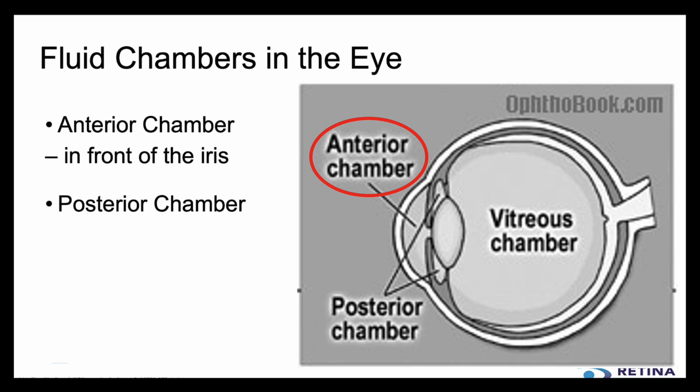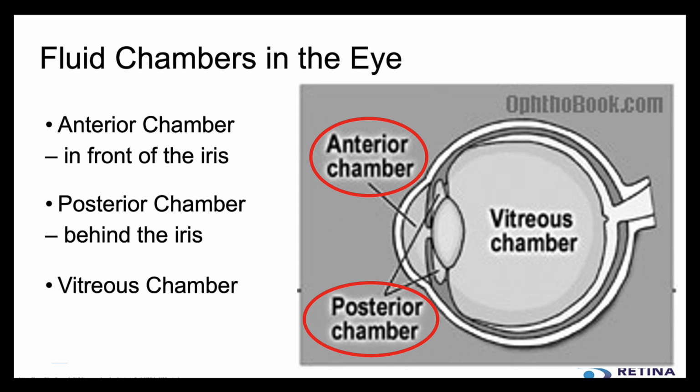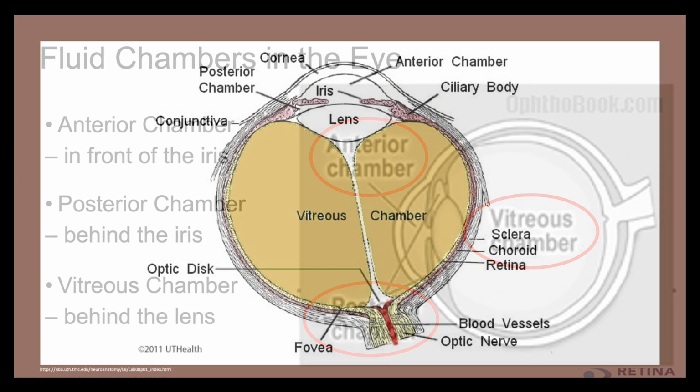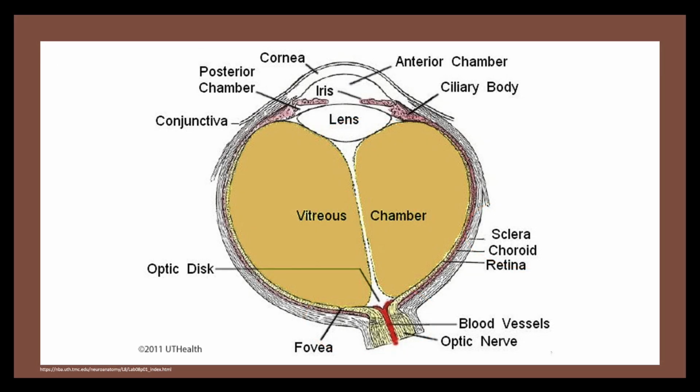The posterior chamber, as we know, is situated behind the iris and just in front of the lens, and it can be known as the posterior chamber or the posterior fluid chamber. And taking up the bulk of the eyeball is the vitreous chamber, which is a chamber filled with vitreous fluid. And we already know that this is behind the lens. Any cross-section of the eye that you come across, you will be able to identify these chambers and know that there are chambers filled with different fluids.